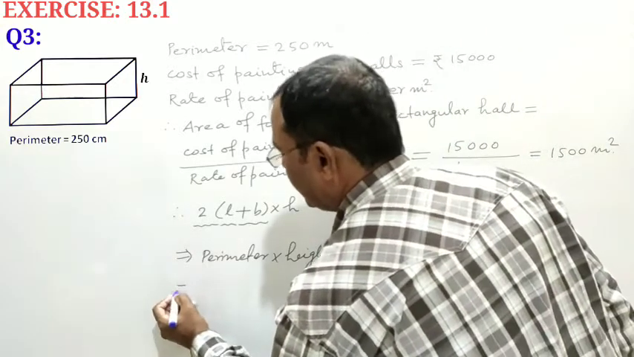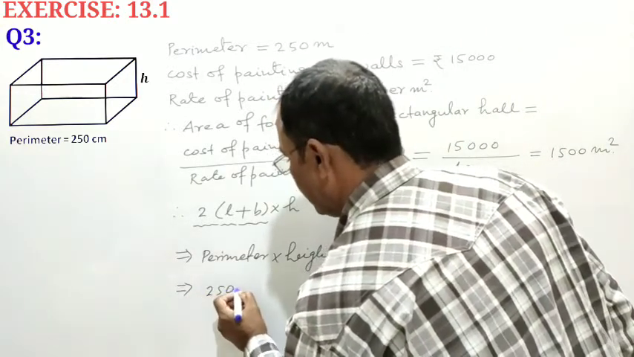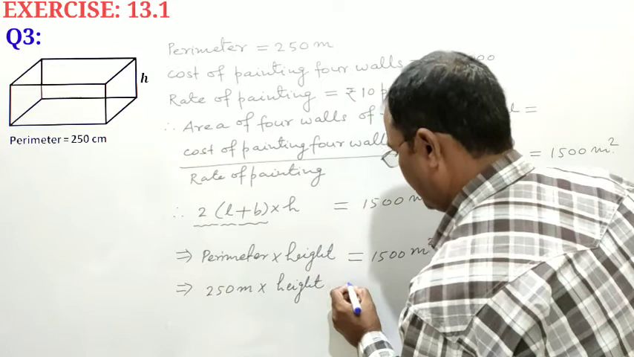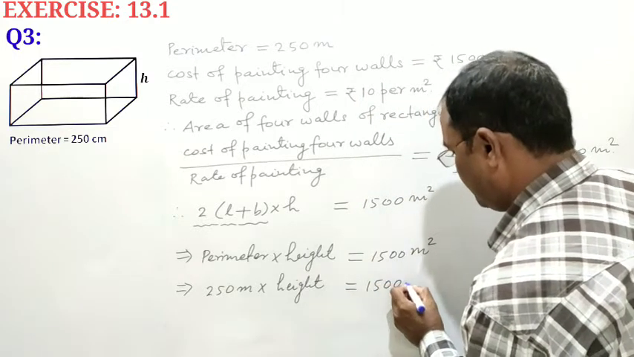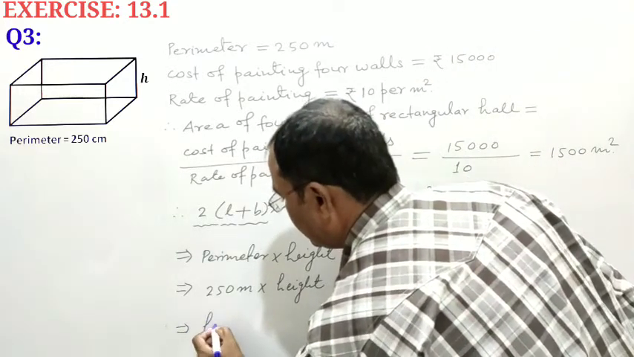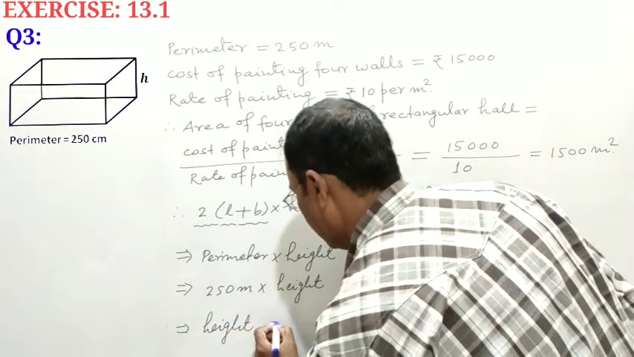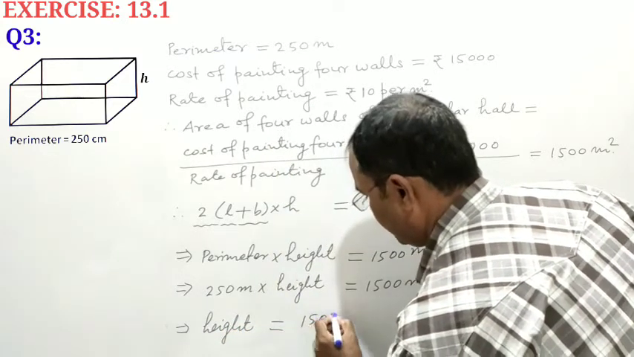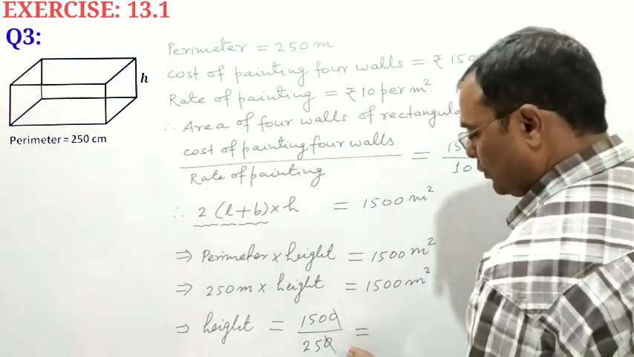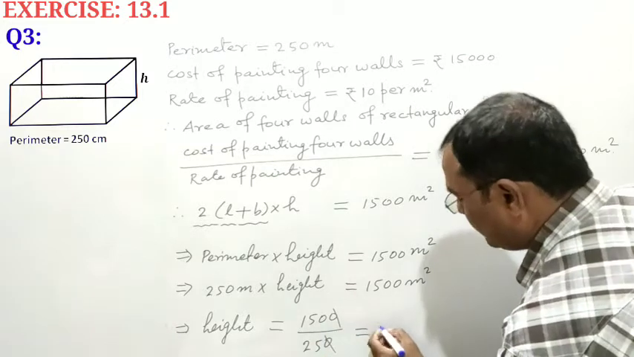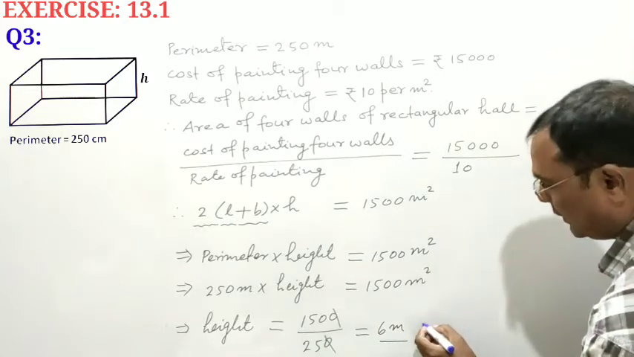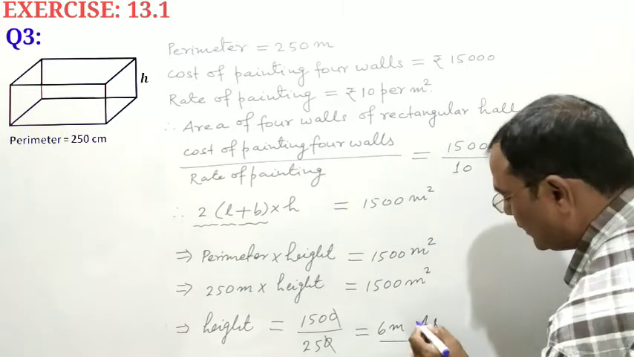Perimeter is already given, 250 meter, into height. This is equal to 1500 meter square. So height of the hall is equal to 1500 divided by 250. This 0 cancels. 150 by 25 is 6 meter, and this is the required height of the rectangular hall. So this is the answer.